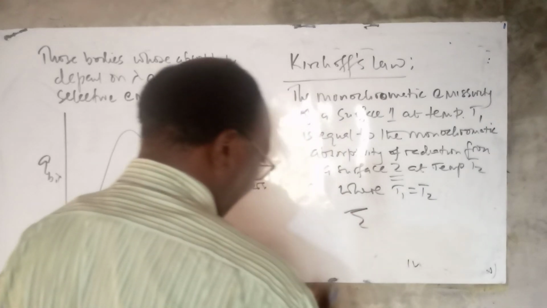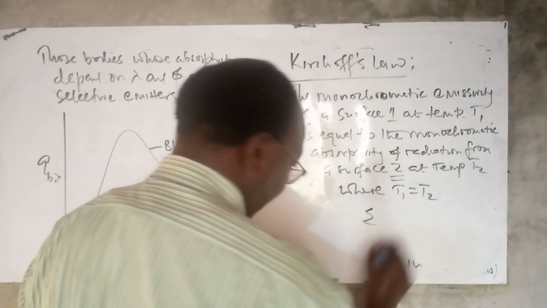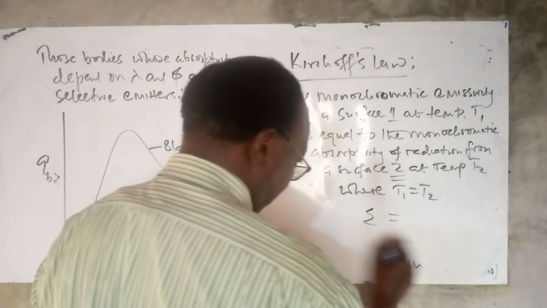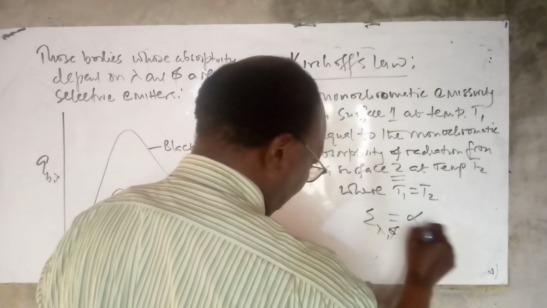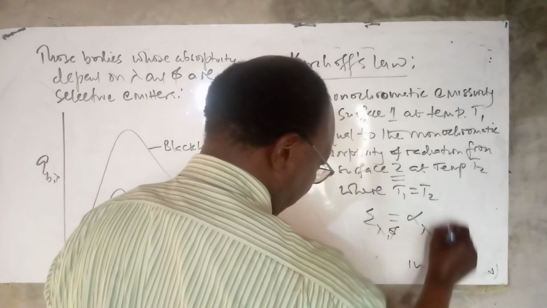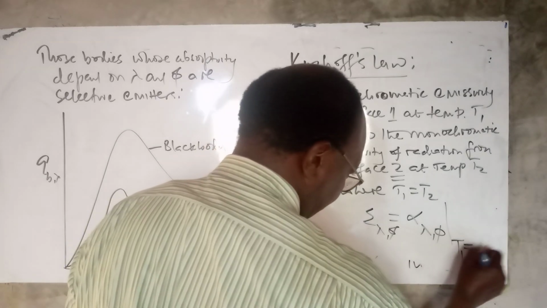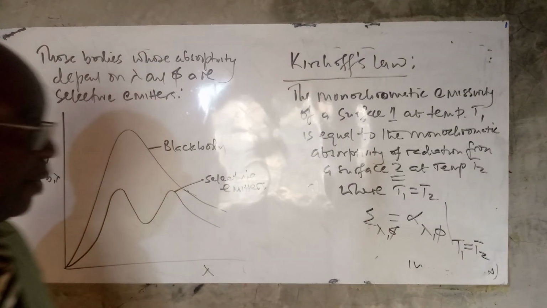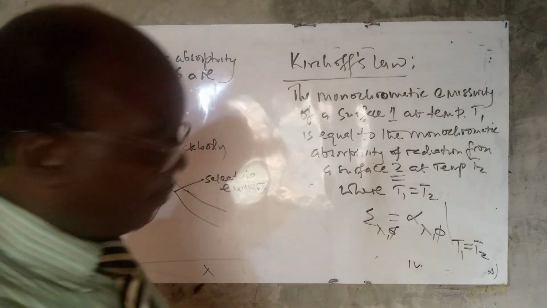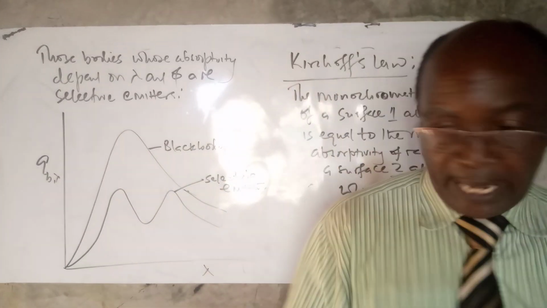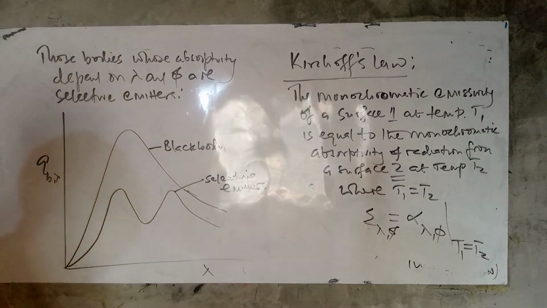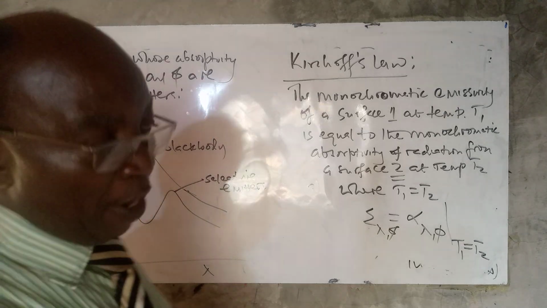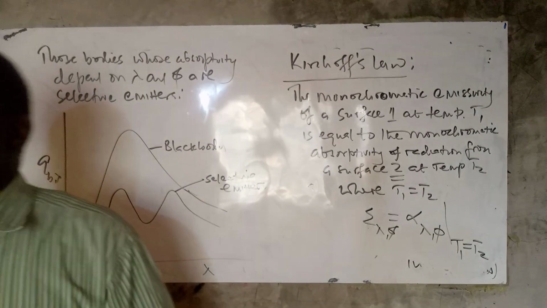We can say that the emissivity, in a nutshell, is equal to the absorptivity where temperature T1 is equal to T2. Very important, that is Kirchhoff's law. So that's a very, very important observation in terms of these selectivities involving wave bands and the solid angle. So let's stop at this particular point. We are continuing with these lectures.